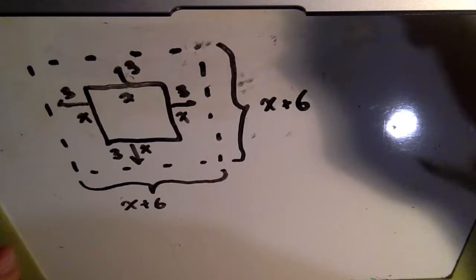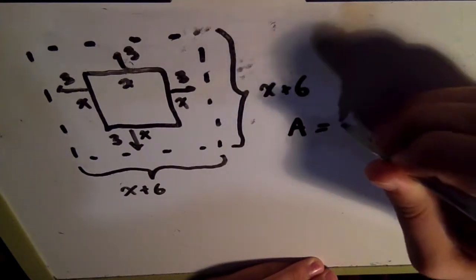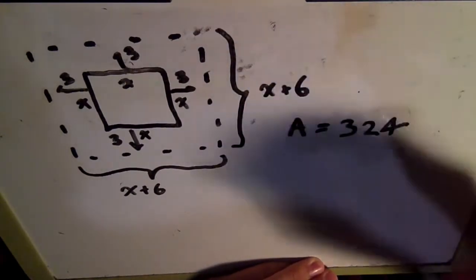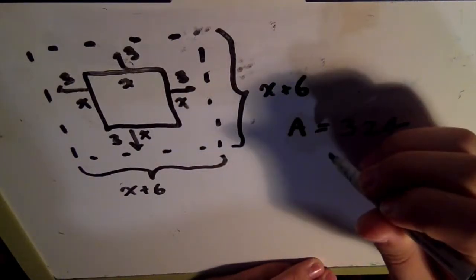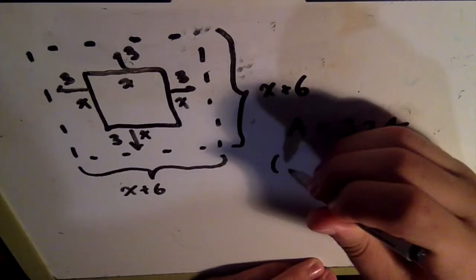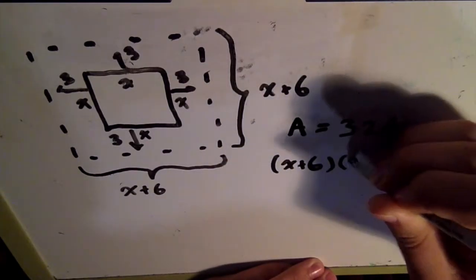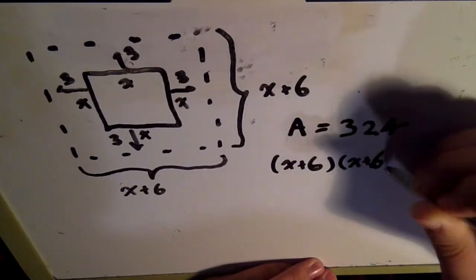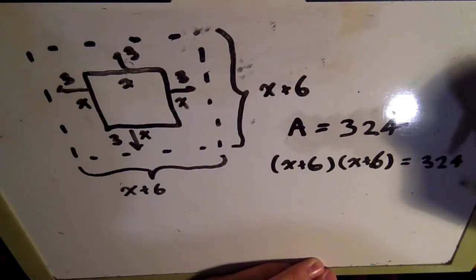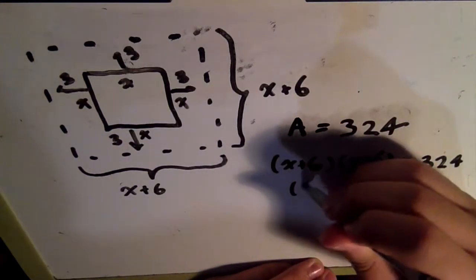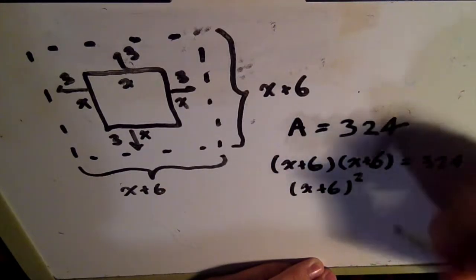Now that that's out of the way, let's start with some equations. With the given knowledge that the area is equal to 324 meters squared, and also knowing that width times length is equal to the area, we can say that x plus 6 times x plus 6 is equal to 324 meters squared. Let's simplify x plus 6 times x plus 6 to x plus 6 squared.